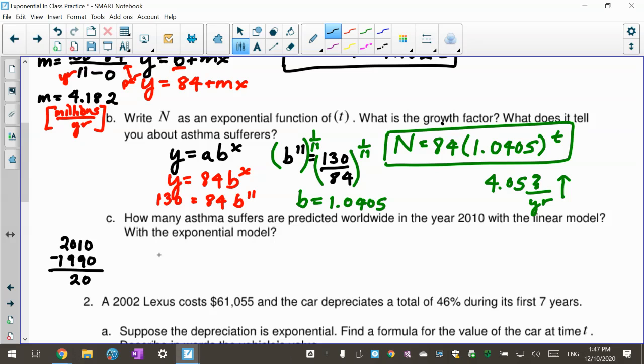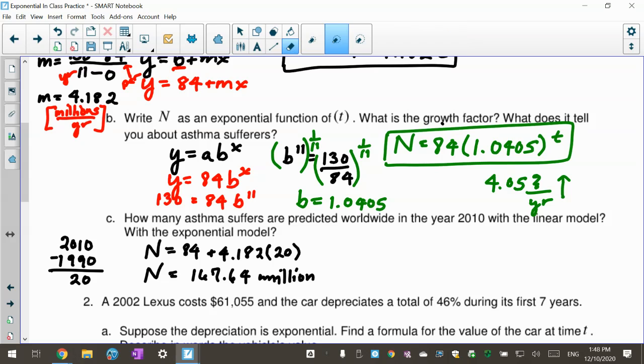So I'm going to do n equals 84 plus 4.182 times 20. So there's my linear. So that predicts to have 167.64 million. That's a beautiful M, isn't it? Million asthma sufferers.